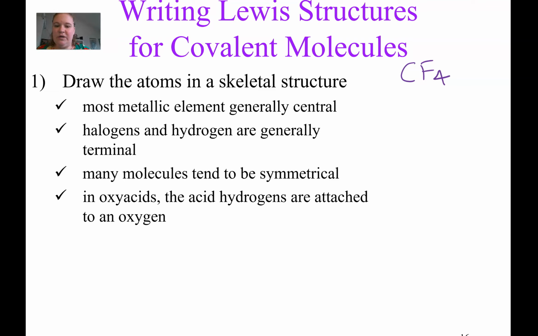It says we're going to put the most metallic element in the center. We learned this at the end of last chapter. If we look at our periodic table, we're dealing with just our nonmetals. So really this just means whichever one is closer to the stairs, closer to the other metals, is going to go into the middle. That's going to be carbon. I'm going to put my fluorines around it.